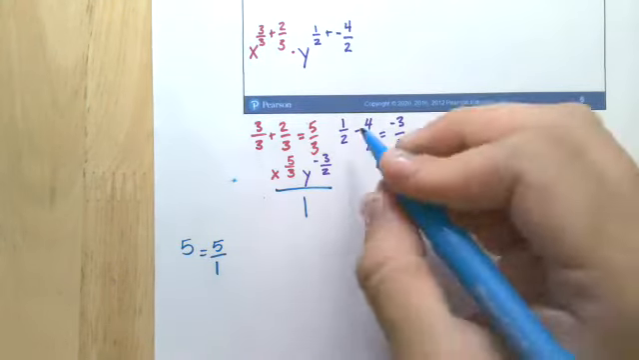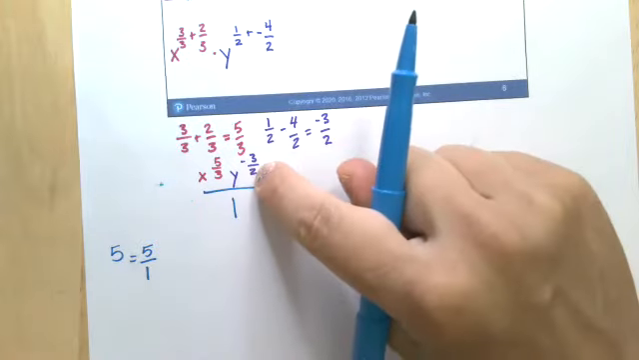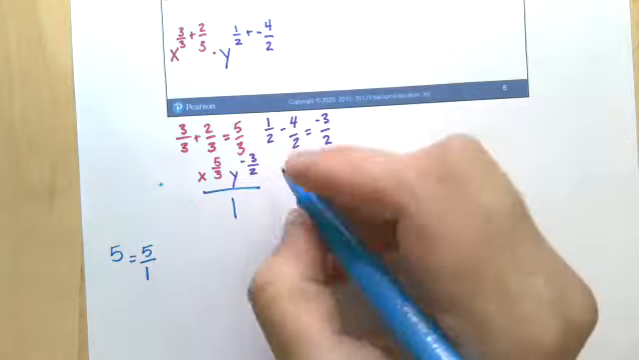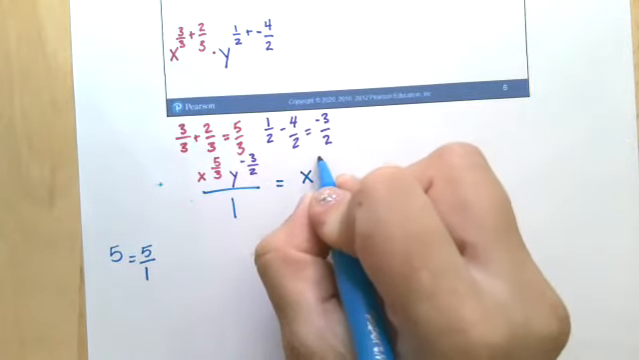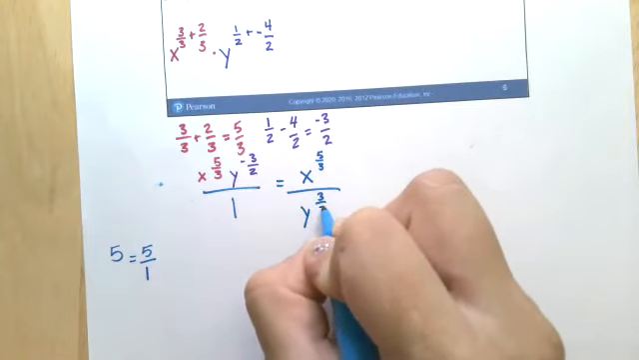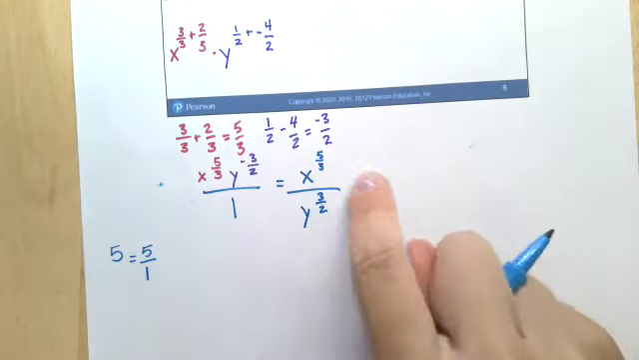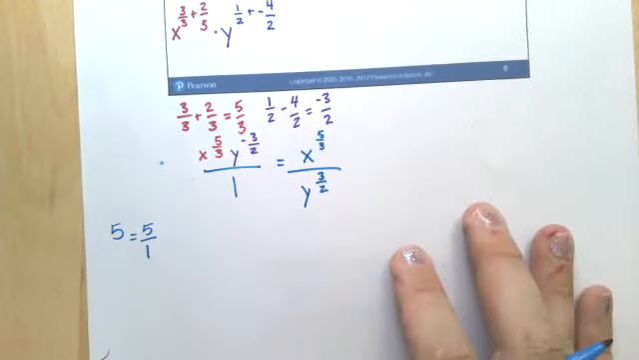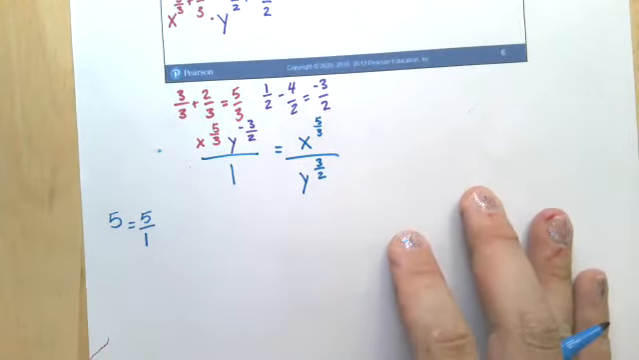So now I need this to be a positive exponent, so I'm going to move it down here with the 1. x to the 5/3 over y to the 3/2. Now positive because I moved it down to the denominator. All right, next one.